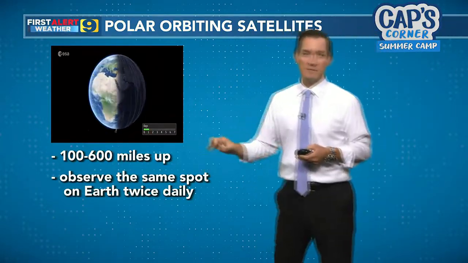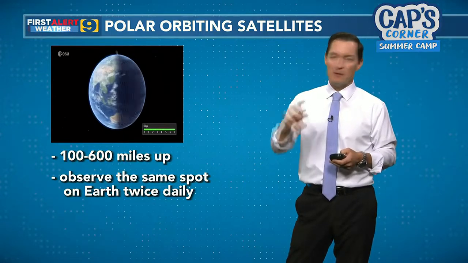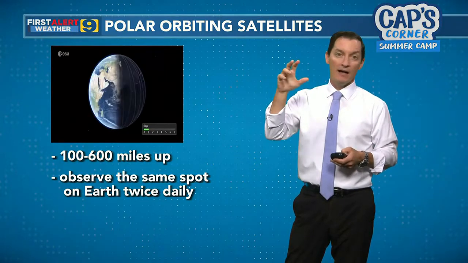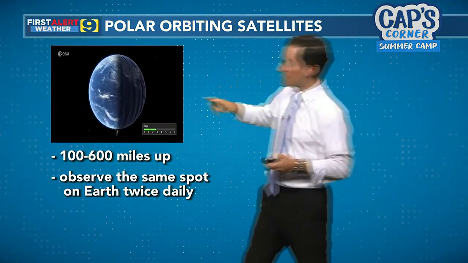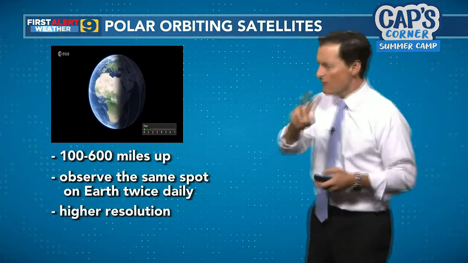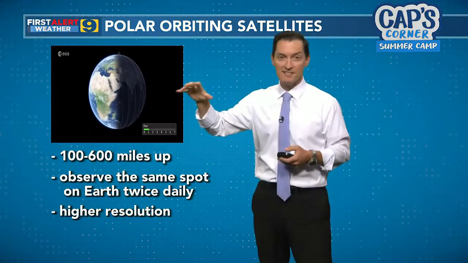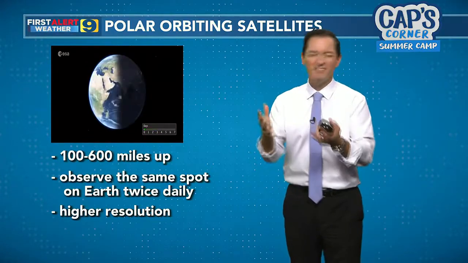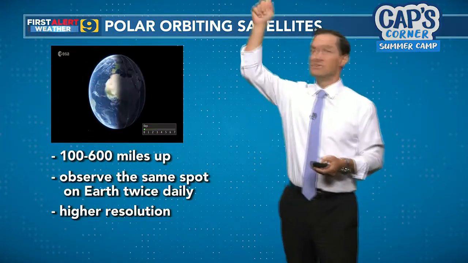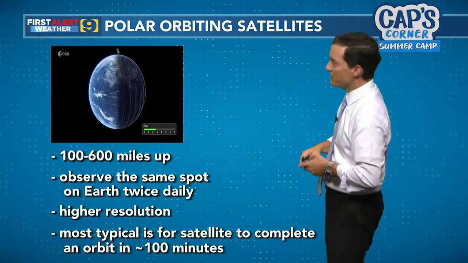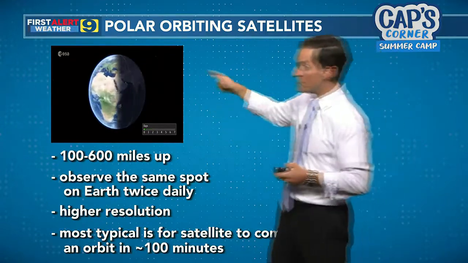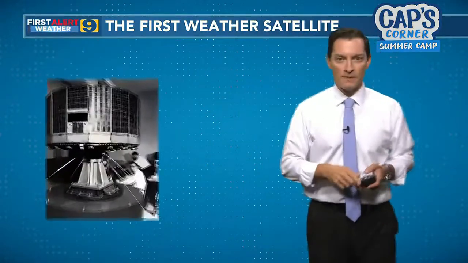Now, they only catch the same spot on Earth twice daily. Remember, our geostationary satellites stay on top of the same part of Earth at all times. Since these polar orbiters are going over the poles while the Earth rotates, they only catch the same spot on Earth about twice daily. Since they're at a lower altitude, closer to the Earth, the resolution is better. They give us clearer pictures, generally speaking, than the ones that are 22,000 miles up above us. It typically takes a little under 2 hours to complete that orbit, so they're moving pretty fast as they orbit the poles.